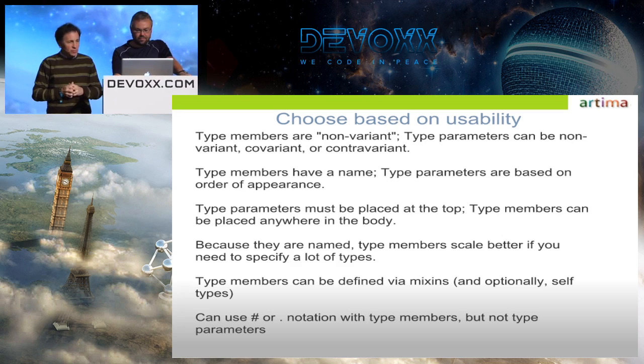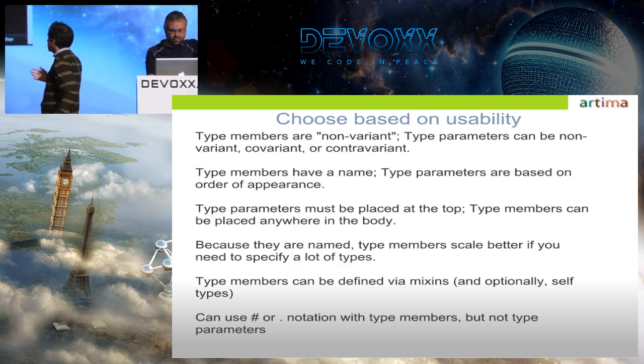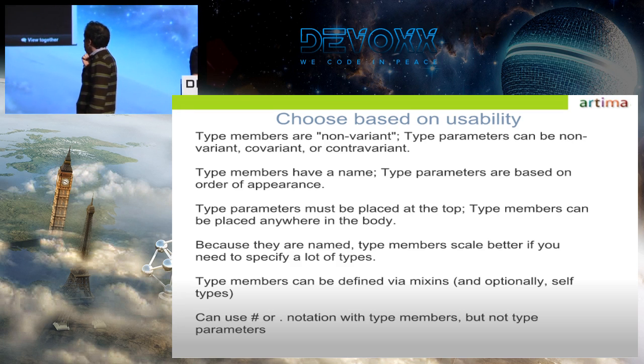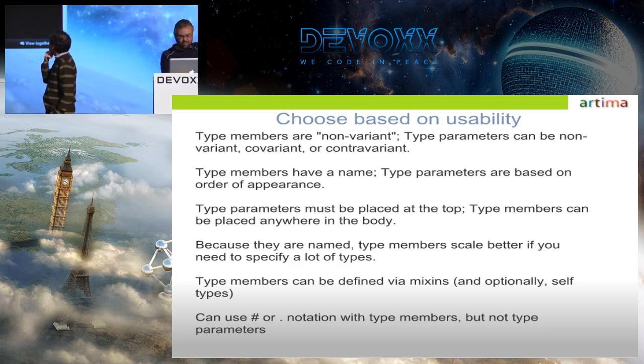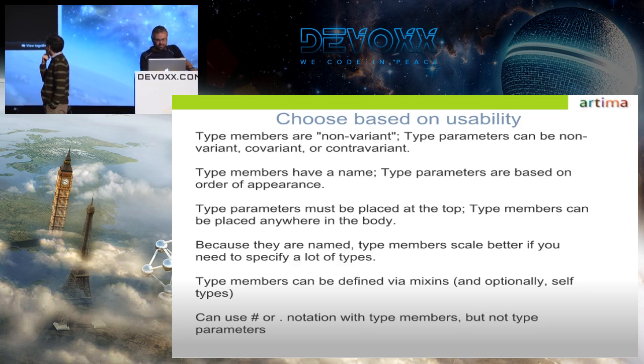Type parameters have to be placed at the top. Type members can be placed anywhere in the body, so it can actually make the code a little cleaner. So yeah, there it is again: because they're named, type members scale better if you need to specify a lot of types, I think. You can actually define type members and type parameters with mix-ins too, so that's actually not true.